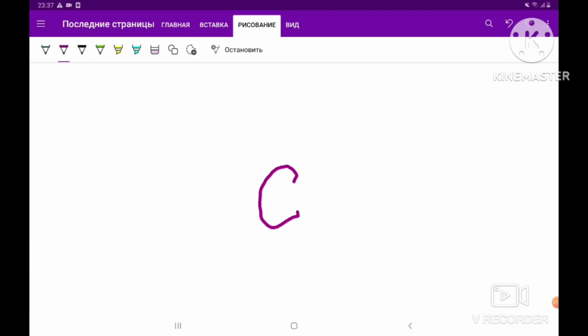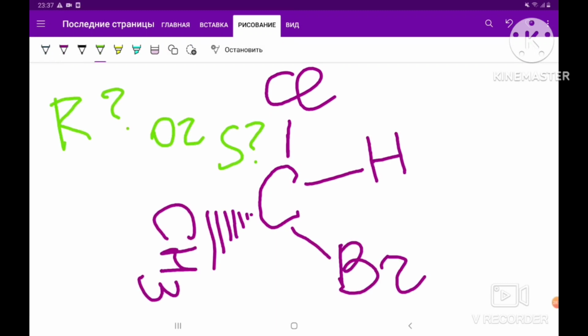Now I draw another molecule in this one. Now you try to figure out whether it's R or S configuration. Just exercise by yourself, try by yourself.